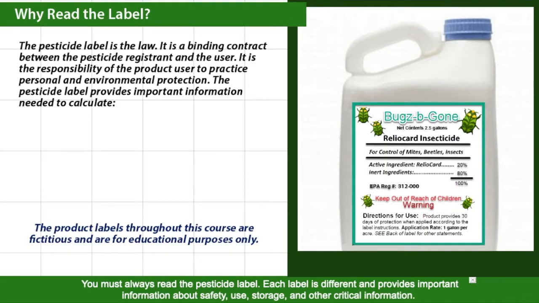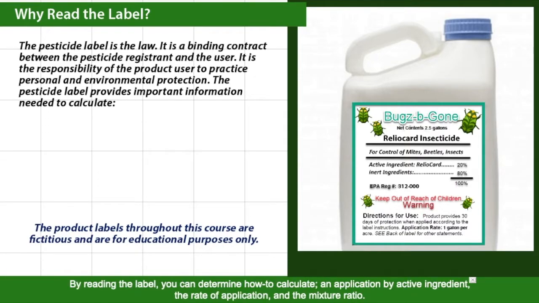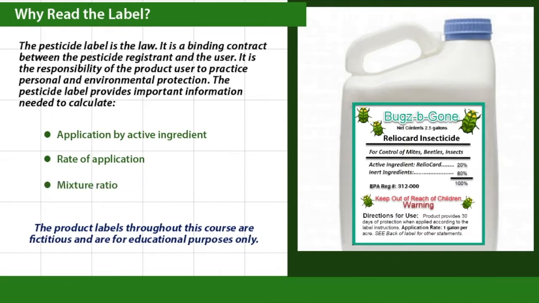You must always read the pesticide label. Each label is different and provides important information about safety, use, storage, and other critical information. By reading the label, you can determine how to calculate an application by active ingredient, the rate of application, and the mixture ratio.